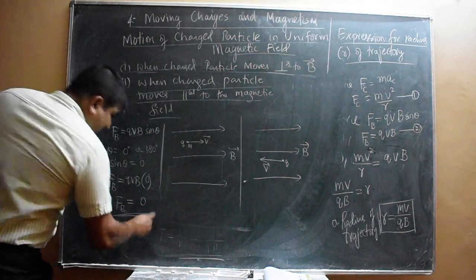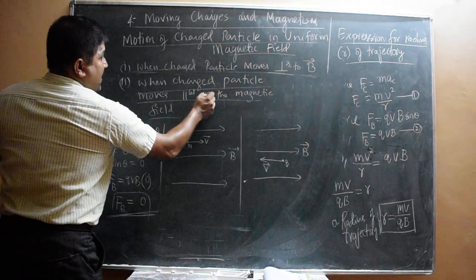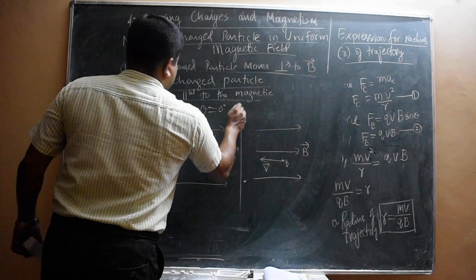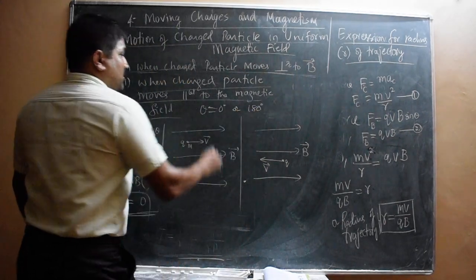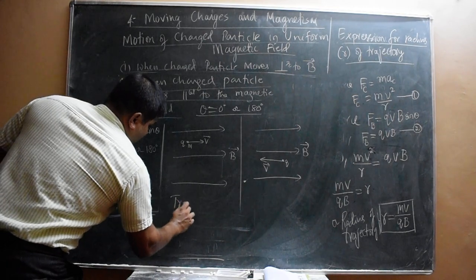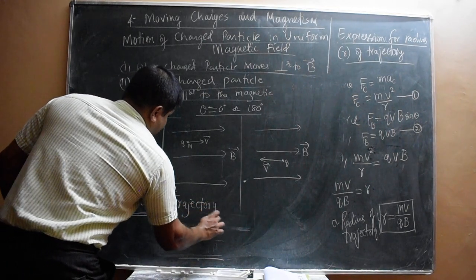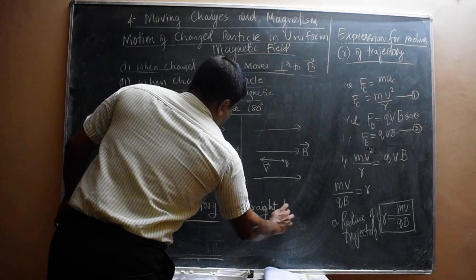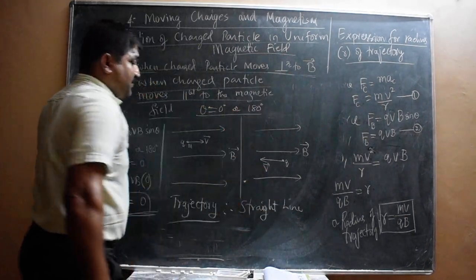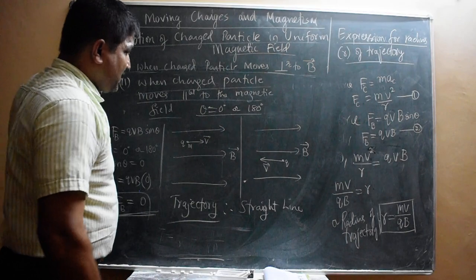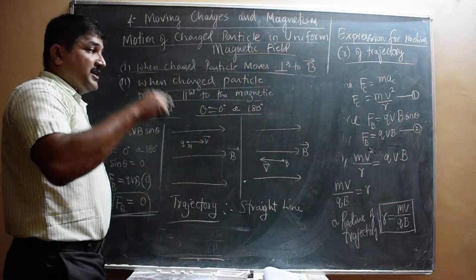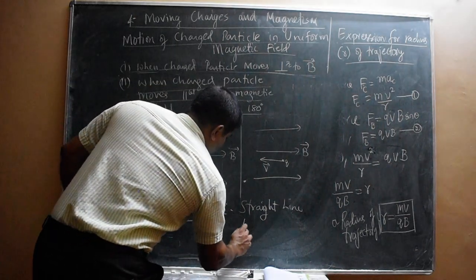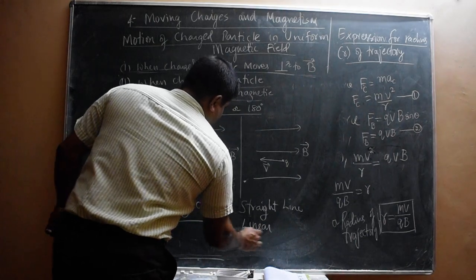Hence the trajectory of the charged particle, whenever it is parallel or anti-parallel, in both cases, theta equal to 0 degree or theta equal to 180 degree, is very important here. In both cases, the trajectory is a straight line or linear. When theta is 0 or 180, the path in which the charged particle moves in the magnetic field is a straight line. When theta equal to 90 degree, the trajectory is circular. Okay, you have to say straight line or linear.